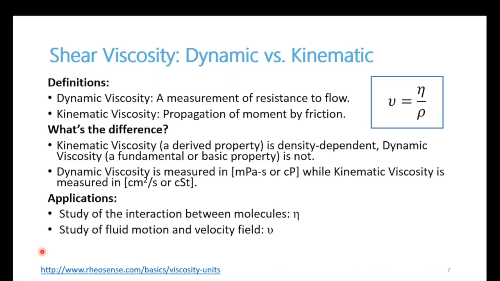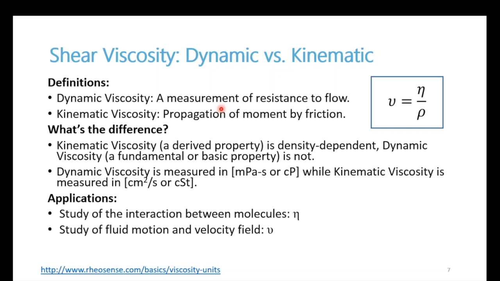So now within shear viscosity, we have a few different types. We have dynamic viscosity, which is a natural measurement of the resistance of a fluid to flow, and is the definition that I just gave on the previous slide. We also have kinematic viscosity, which you can think of as a momentum diffusivity, or a measurement of the propagation of momentum by friction. Those two are very easily related just by density, as you can see here.